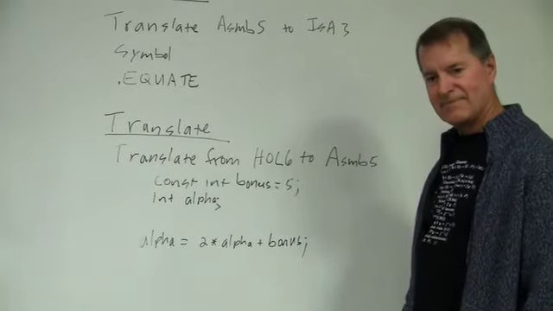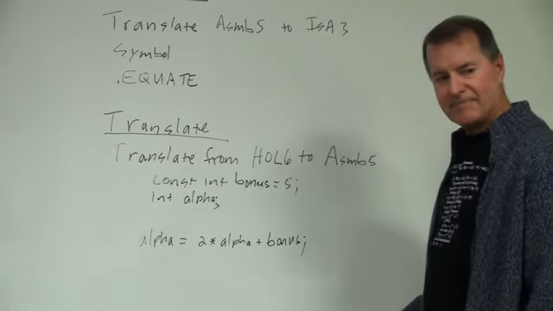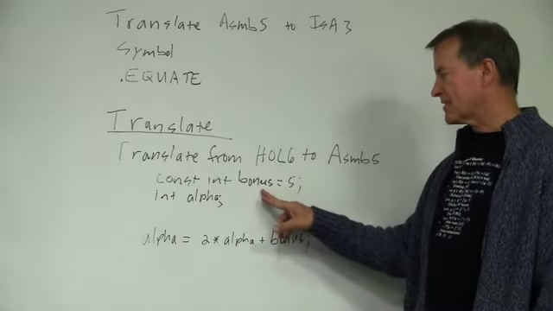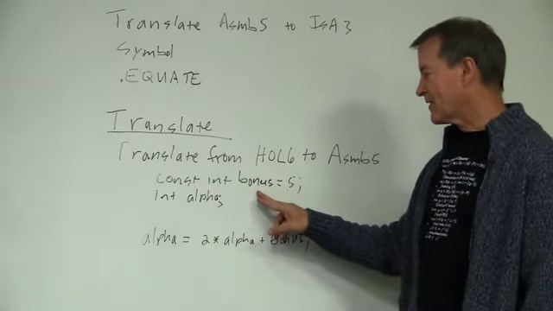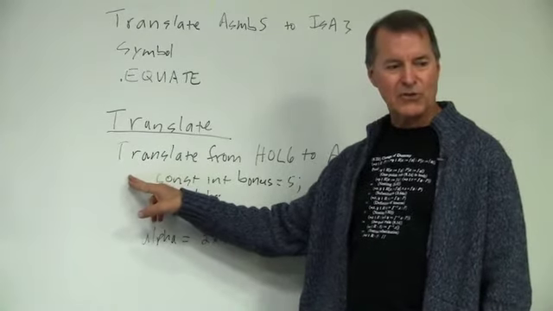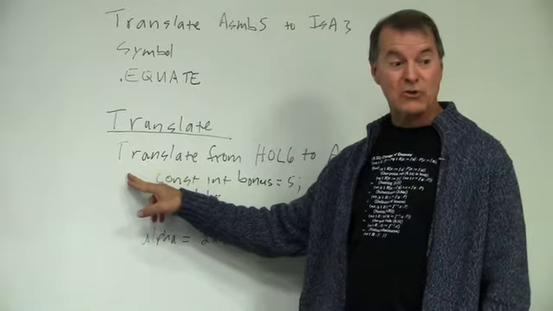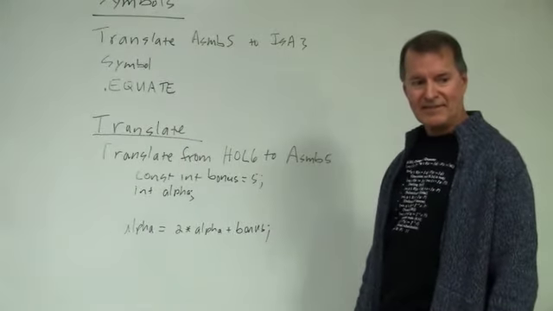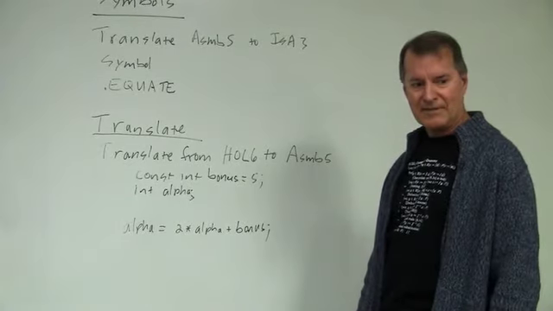Yes, because it's not the address, it's the value. The symbol bonus, the value of bonus will be 5. It won't be the address of where the code would be, because no code is generated. Are you with me?